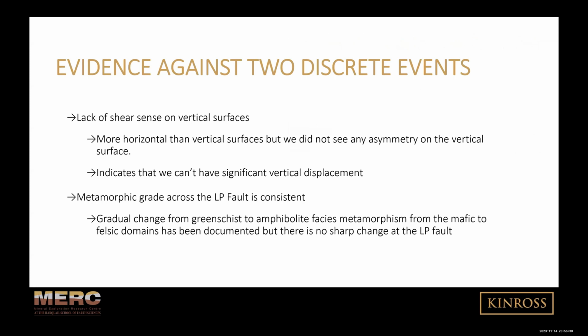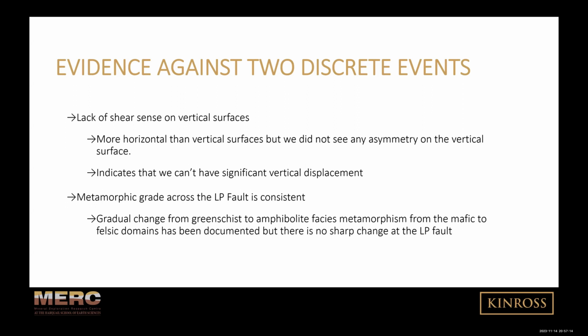So getting into the evidence for and against two discrete events, across the property we're really seeing a lack of shear sense on the vertical surfaces, but significant shear sense on the horizontal surface. Even though we have a little bit of a bias, in that we don't see as many vertical surfaces as horizontal, we're not seeing any asymmetry. And we did get several thin sections back recently, where we'll be confirming this as well. But if we don't have any significant shear sense on the vertical surfaces, this indicates that we can't have significant vertical displacement.